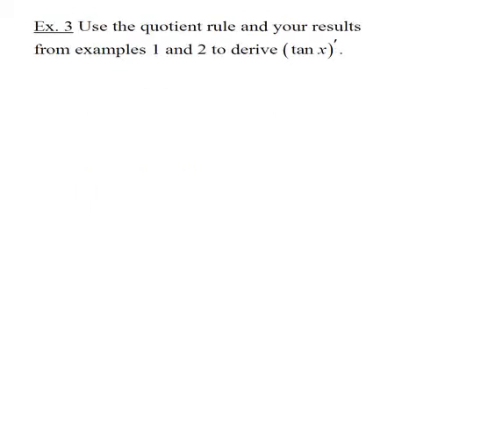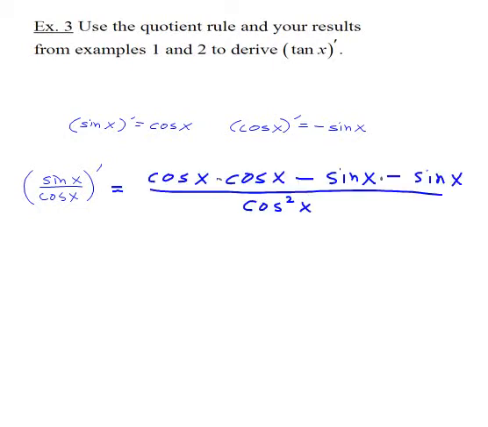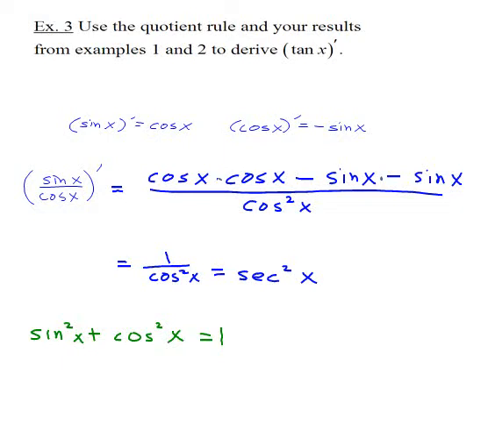Now we're going to use the quotient rule to find a formula for the derivative of the tangent of x. First, let's write tangent as a quotient. To use the quotient rule, we'll need the formulas for the derivatives of sine and cosine. Filling into the quotient rule, we get cosine times cosine minus sine times negative sine over cosine squared. Our numerator simplifies to cosine squared plus sine squared, which is 1. And 1 over cosine squared is secant squared. So the derivative of tangent is secant squared.